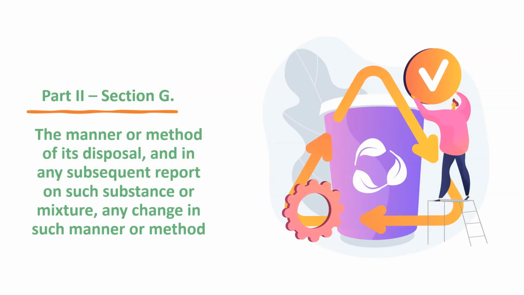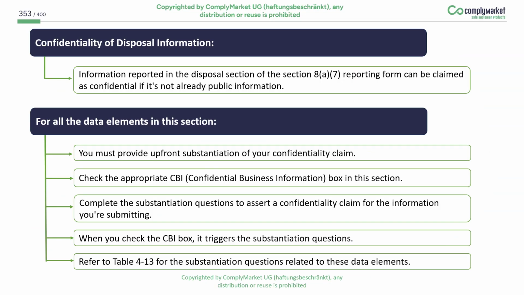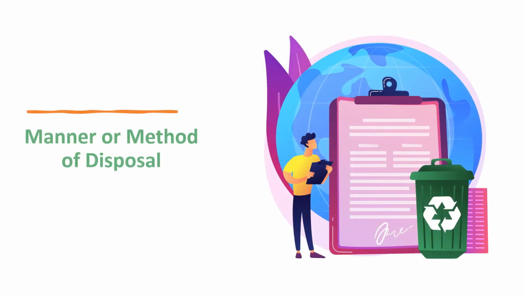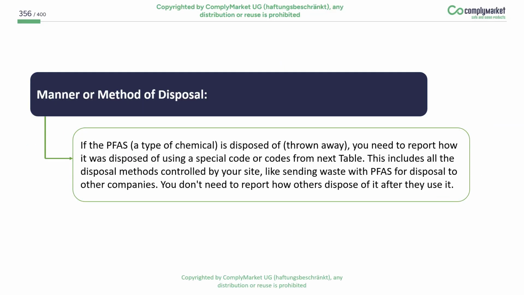Section G, the manner or method of its disposal and any subsequent report on such substances, or any change in such manner or method. So about confidential information, same manner or method of disposal. If PFAS is disposed of, thrown away, you need to report how it was disposed of using a special code or codes from the next table.